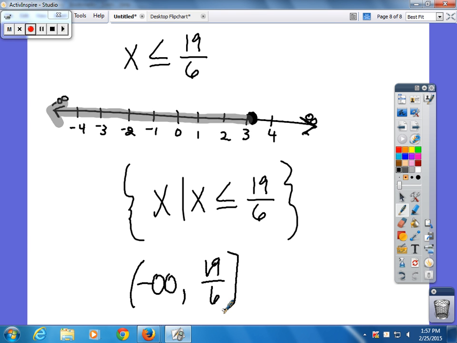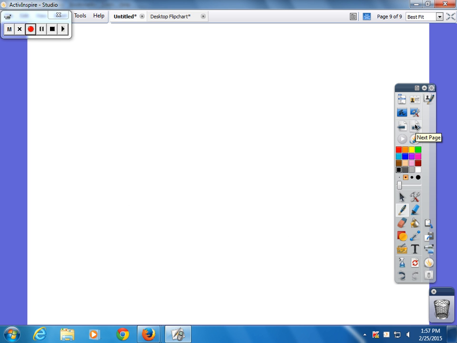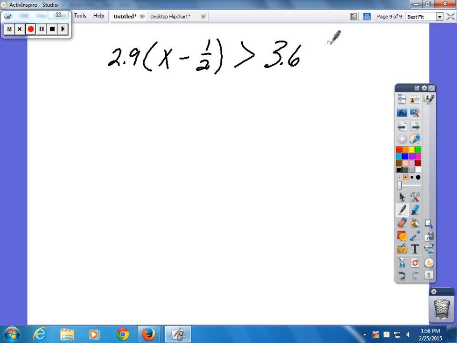Alright, let's try one. This time I'm going to kill 2 birds with 1 stone. We're going to go over a decimal problem because I didn't show y'all how to do that. Most of you probably already know, and that's fine, but let's go with 2.9 times (x minus 1/2) is greater than 3.6 times (x plus 4).